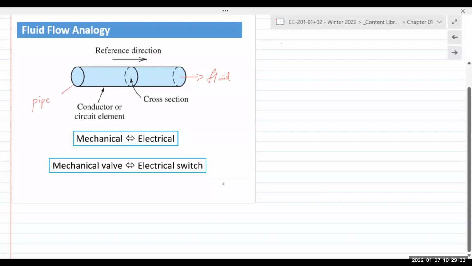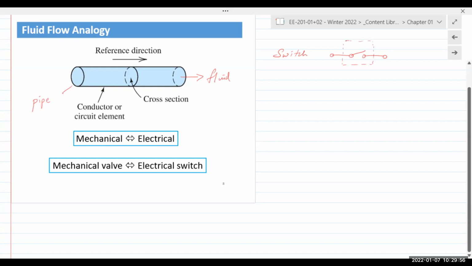In electrical engineering, we will use the concept of a switch, like an electrical switch, which is analogous to a mechanical valve. An electrical switch is displayed by this symbol, or is noted by the symbol.